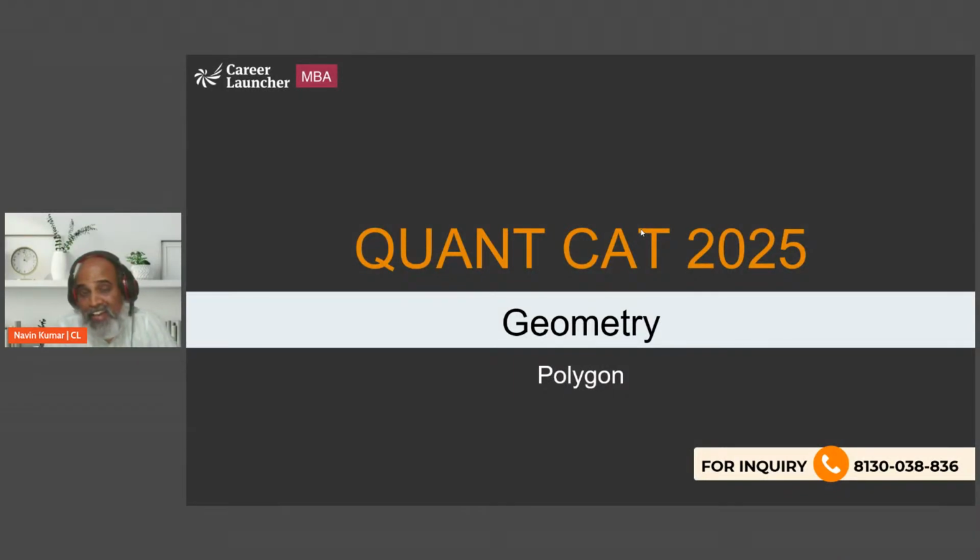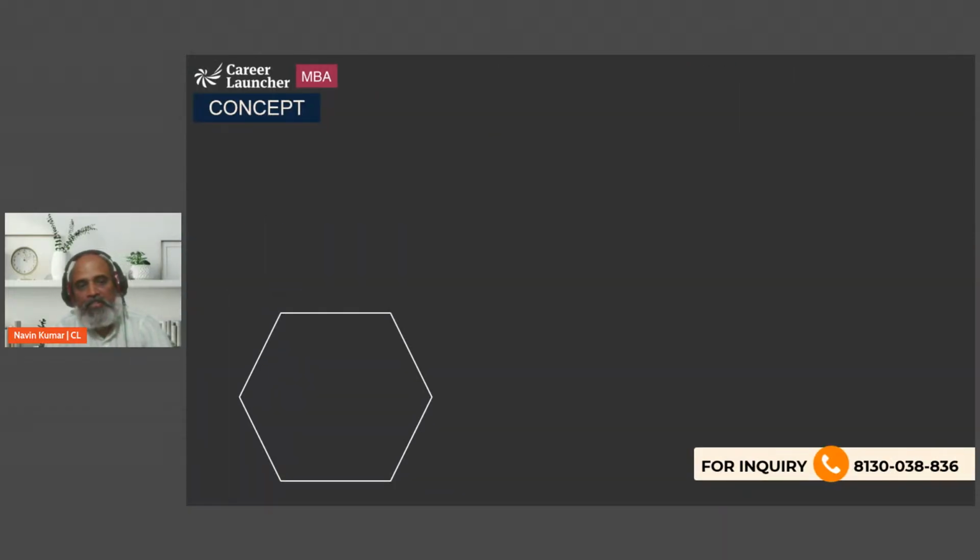My name is Naveen, and today we'll continue with our Quant CAT 2025 series. And we have started with the topic geometry. In the last couple of classes, we have seen questions based on triangles in geometry. Today, we will be doing polygons. So let's look at a few concepts when it comes to polygons.